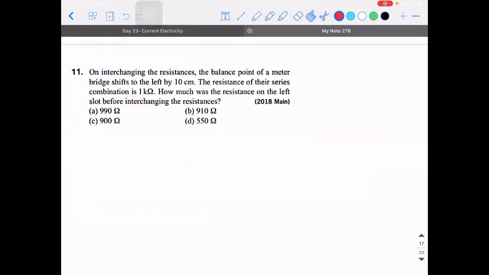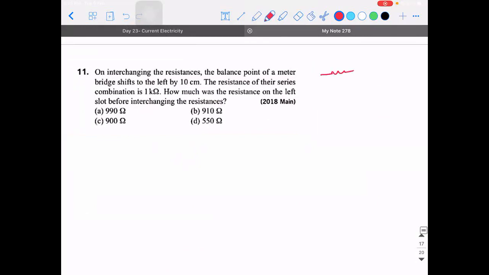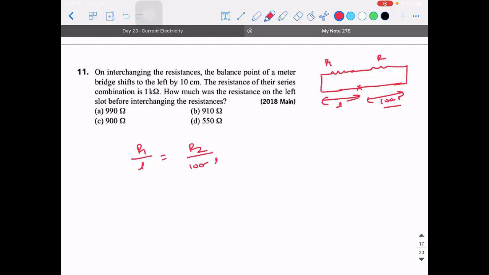On interchanging the resistances, the balance point of the meter bridge shifts to the left by 10 centimeter. The resistance of their series combination is 1 kilo ohm. How much was the resistance on the left slot before interchanging the resistances? So you have to do different scenarios. First case: R1 at L, R2 at 100 minus L. So R1 by L is equal to R2 divided by 100 minus L. This is scenario number 1.